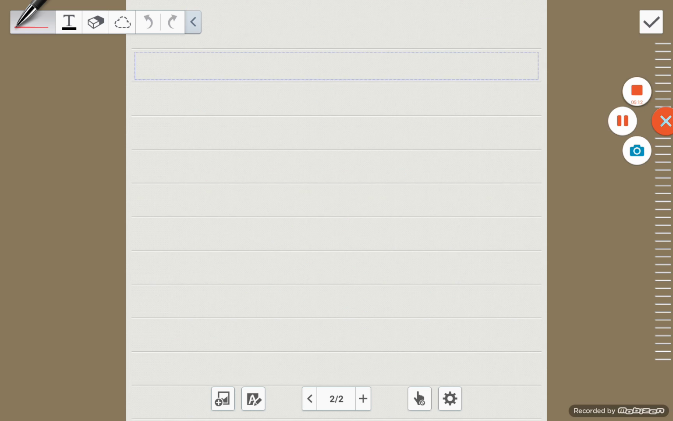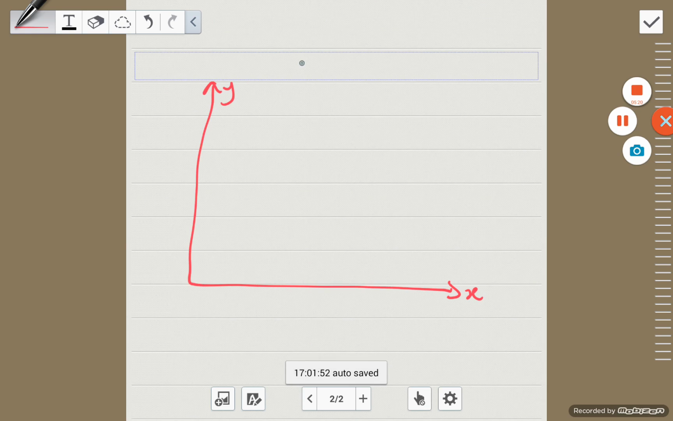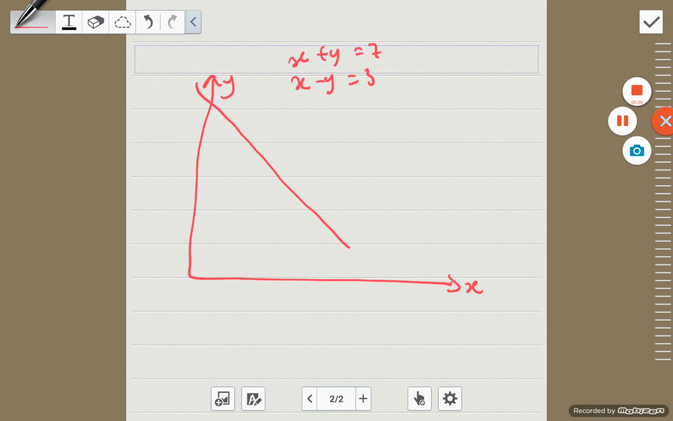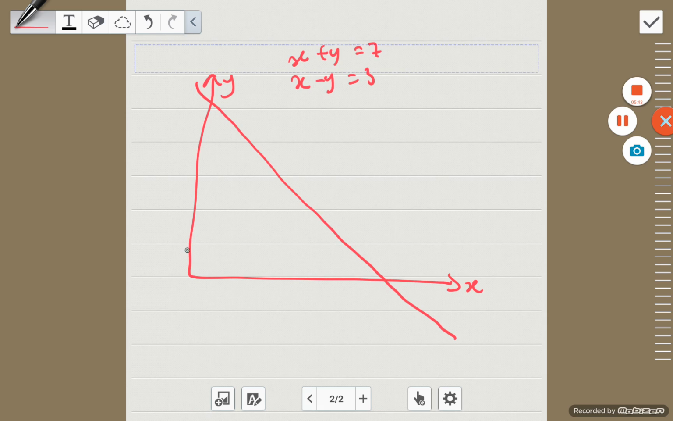Now, using the graphical approach, what I'll do is to label my axes. This is my x, this is my y. The equations are x plus y equals 7 and x minus y equals 3. So you plot the graph for x plus y, which will be that way. Then you plot the graph of x minus y, which will be this way. So the solution set using the graphical method is where both lines intersect. So any point over here cannot be a solution to this system. A point over here can also not be a solution to this system. The only solution to this system is where both lines intersect.